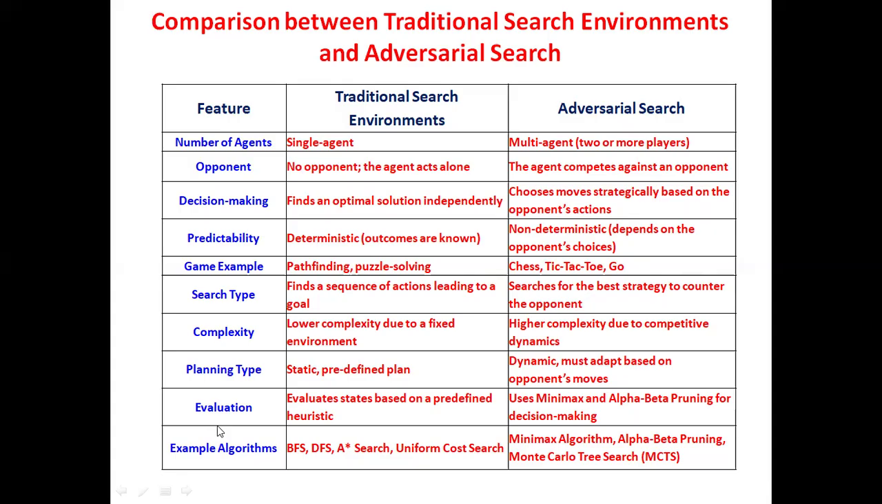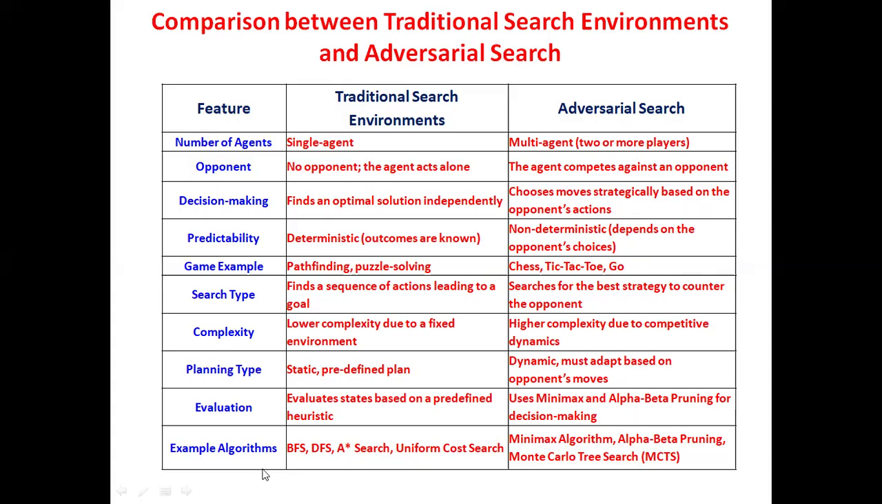And evaluation. Traditional search algorithms evaluate states using predefined heuristic values. Heuristic means what? The values, such as the shortest path to the goal. In adversarial search, evaluation is more complex, requiring minimax or alpha beta pruning to assess not just one's own advantage, but also the opponent's possible responses, making decisions more strategic.